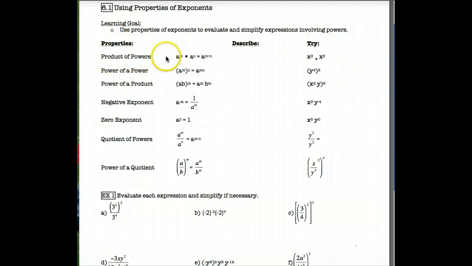So, product of powers. Describe. That means say in words what you see happening here. What we see here is that we have two powers multiplied, which should make sense because product means to multiply. So, what happens when you multiply those, if you look here, is that the exponents get added. So that is what we are going to write for the description. When you multiply powers, add the exponents.